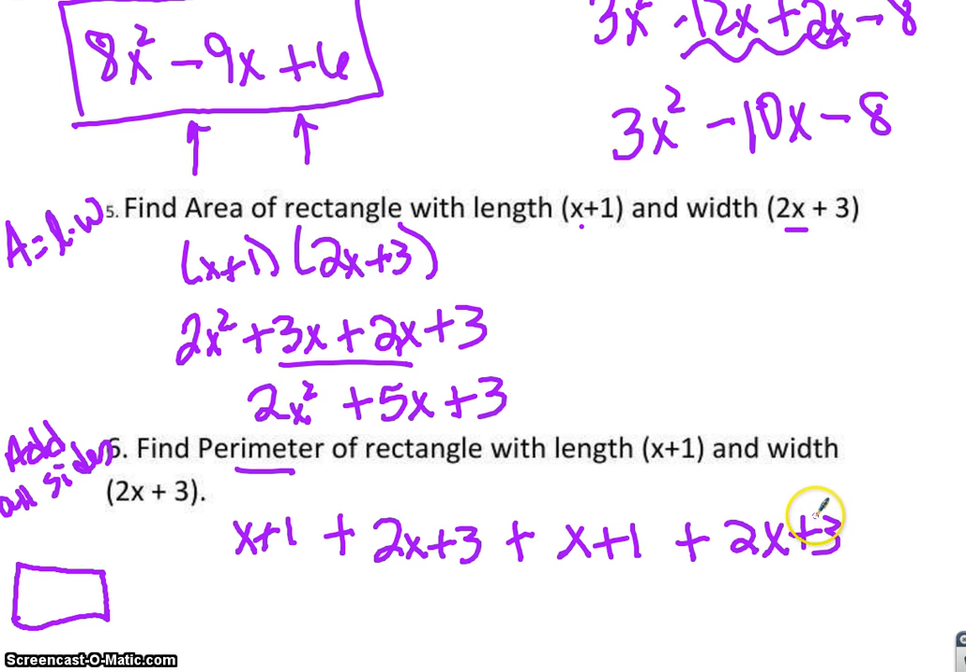We're adding, so all you're going to do is combine like terms. x plus 2x plus x plus 2x, that's 1 plus 2 plus 1 plus 2, 6x. 1 plus 3 plus 1 plus 3 is 8. So 6x plus 8 is your perimeter.